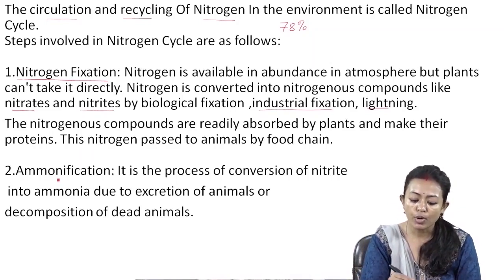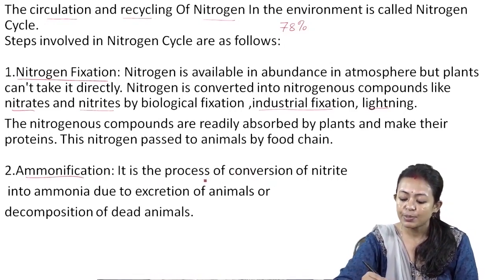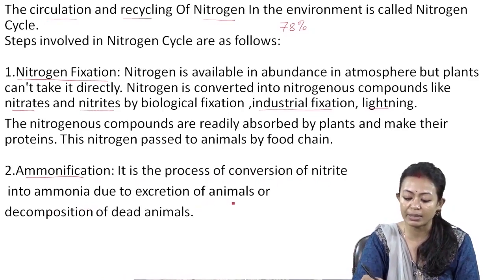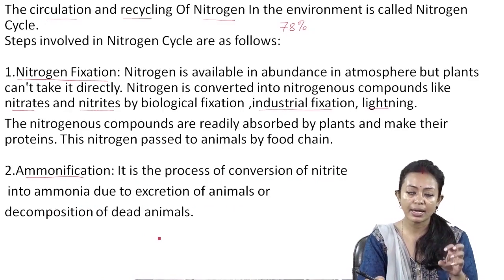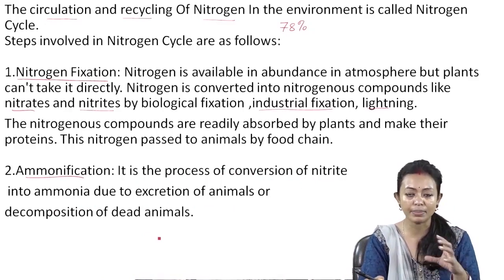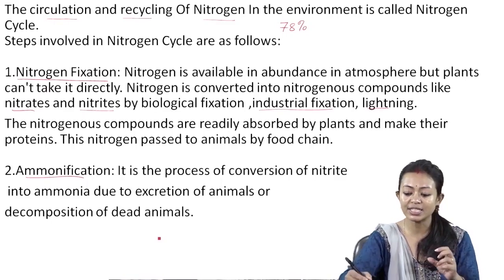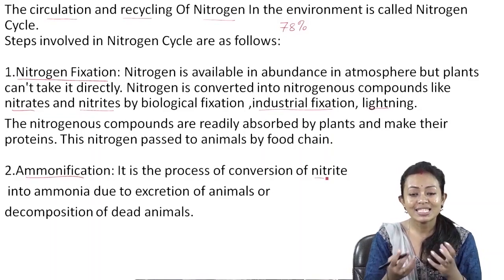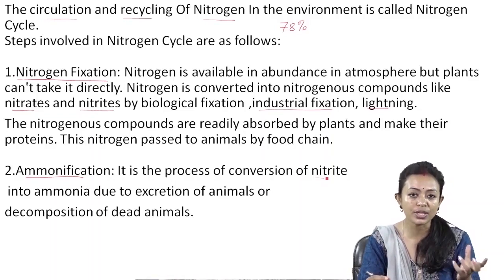Next is ammonification. It is the process of conversion of nitrite into ammonia due to excretion of animals and decomposition of dead animals. Ammonification happens when dead animals and plants die, then the bacteria convert the nitrites into ammonia, which is more acceptable by the plants, and they form a nutrient to the plants.